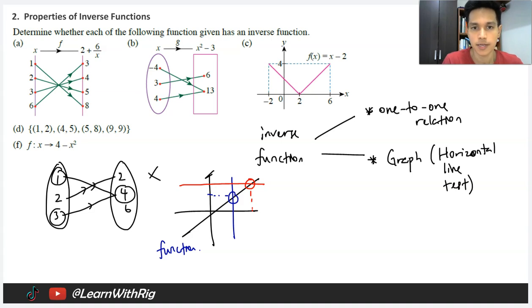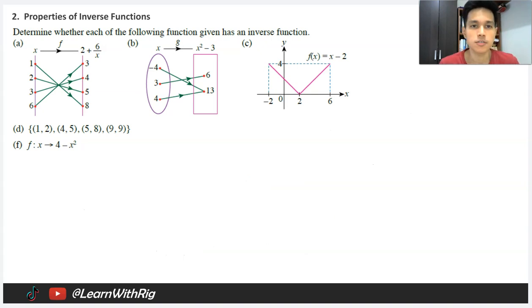However, let's say you get a graph like this, and you draw a horizontal line, it's going to cut through 2 points, correct? You have two objects, so it does not fulfill the one-to-one relation, because you have multiple objects now. So remember, for it to have an inverse function, it has to fulfill the horizontal line test.